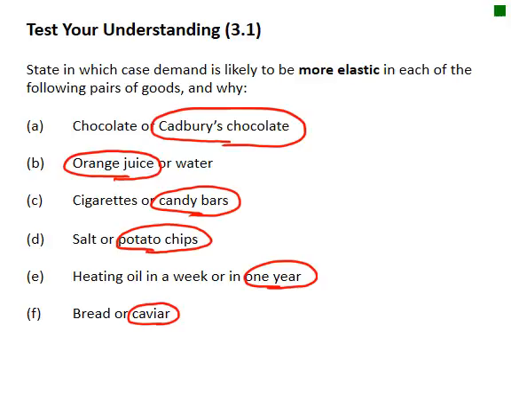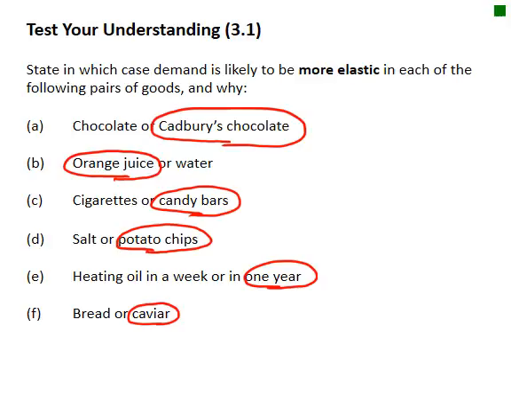So Cadbury's chocolate, if the price went up, you would switch to something else, so it would be more elastic. Orange juice you could give up more easily than water, water being a necessity. Cigarettes are addictive. Candy bars would be probably easier to give up, so elastic. Salt or potato chips, salt is used in so many different recipes and so on.